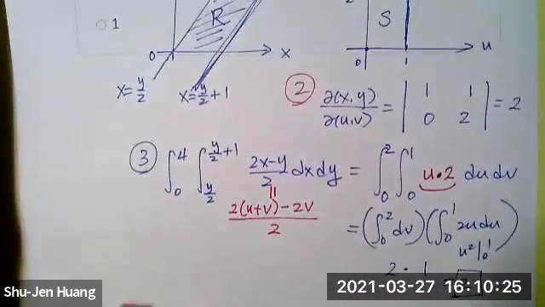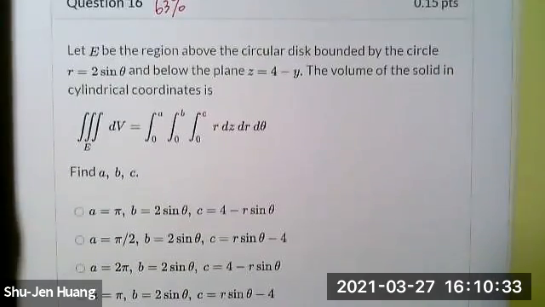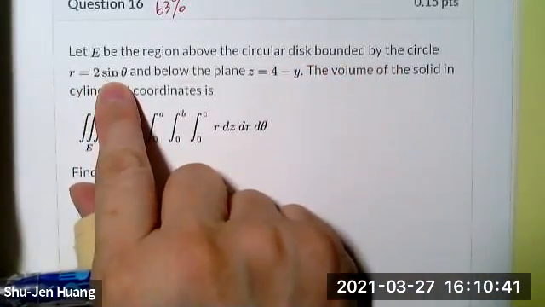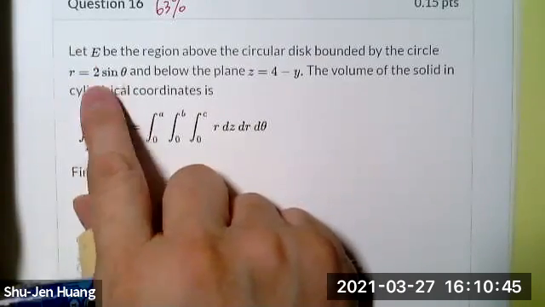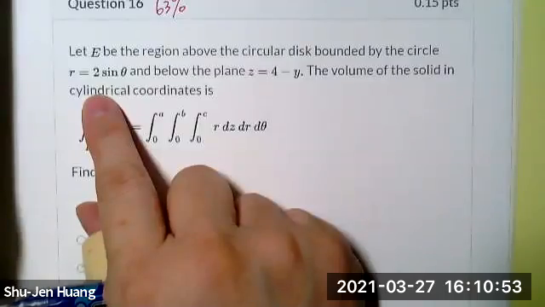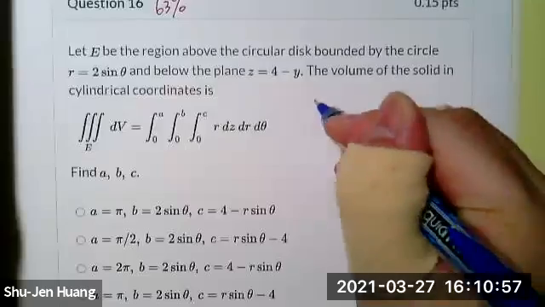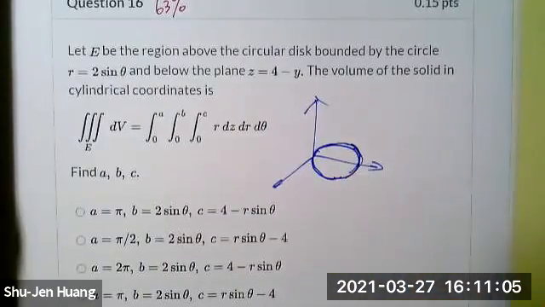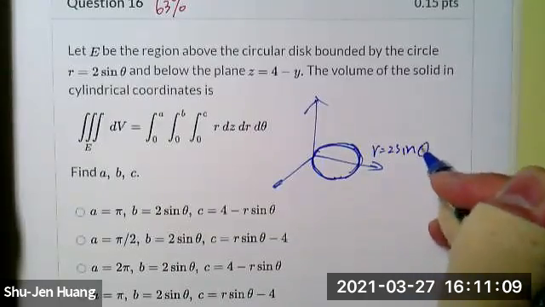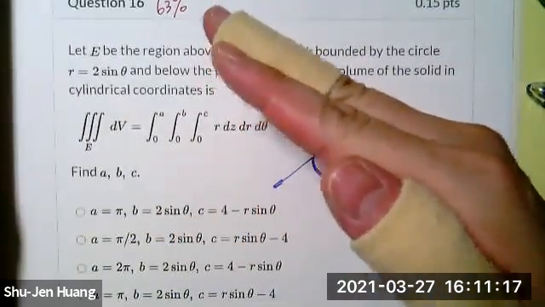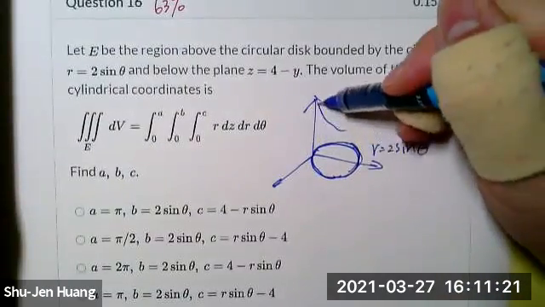So this is question 15. Next, 16. Question 16: the region above the circular disk bounded by the circle r equal to 2 sine theta. Okay, so this circle r equal to 2 sine theta, where is the circle? It's on the y-axis. So the disk is on the y-axis here. It's a circle, okay? So this is r equal to 2 sine theta, above the plane z equal to 4 minus y. So there's a plane going this way, and you can see it would be something like this.